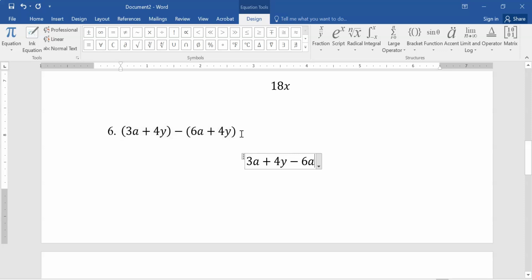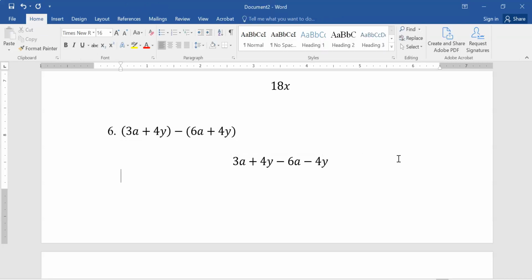This is a positive 4y. We're going to do the opposite. That's a minus 4y. It's amazing how many people forget to distribute that minus into both terms there.